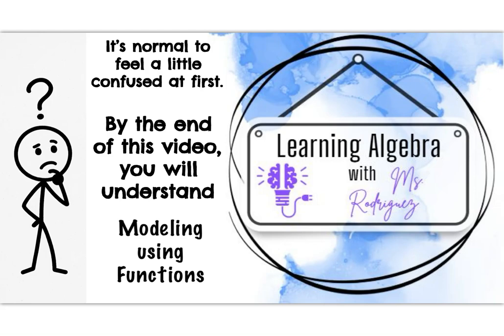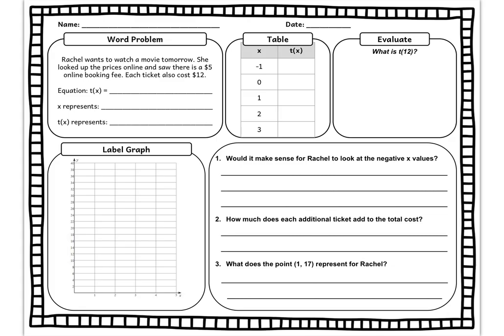By the end of this video, you will understand modeling using functions. So here we're looking at a word problem, and we want to first create an equation to model what is happening in the situation. After we have an equation, we kind of know everything else because with an equation, we can create a table, we can evaluate, and we can create a graph and make sense of the graph. So the key is really to make the equation first.